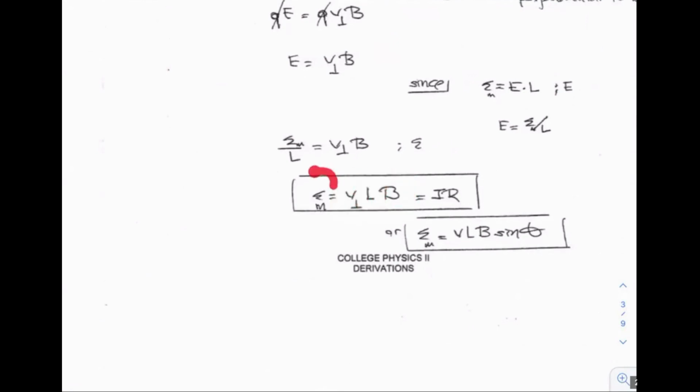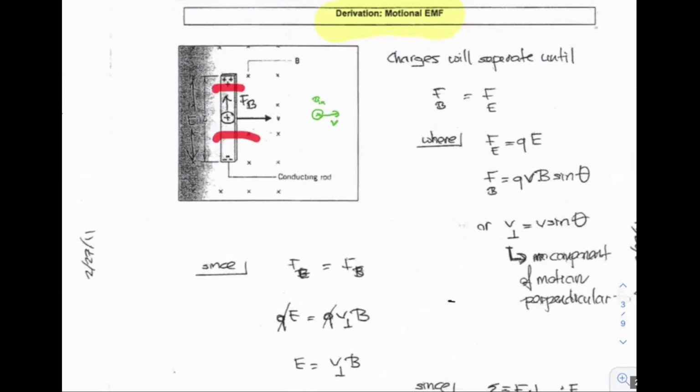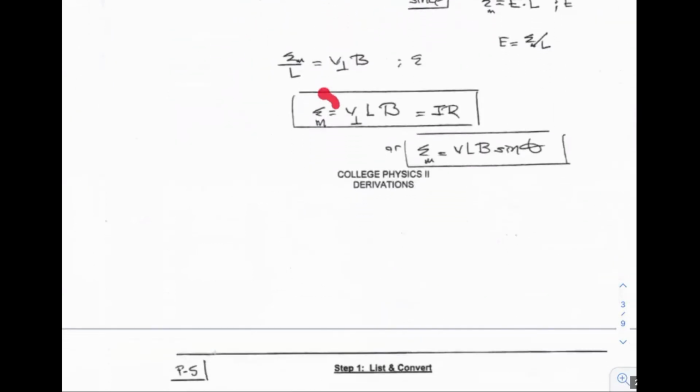is going to make this conductor behave like a battery. Because of the motion of the conductor, the charges will become separated. One end is going to become like a positive terminal, the other end is going to become like a negative terminal. The separation distance times the strength of the electric field is going to give you the voltage difference between those two, which is going to be generated by the motion of the conductor inside the magnetic field. And this is the length of the conductor. That's it. The derivation itself is not that important, but the end result is.